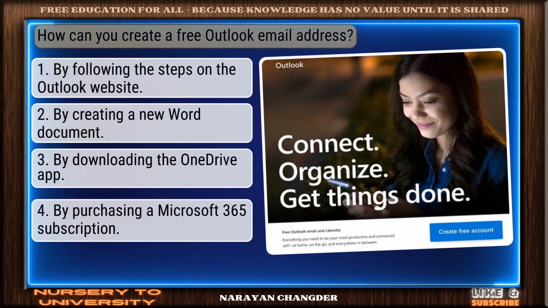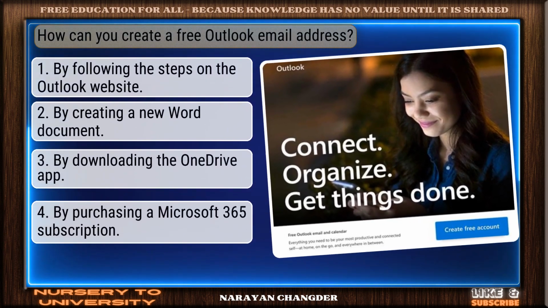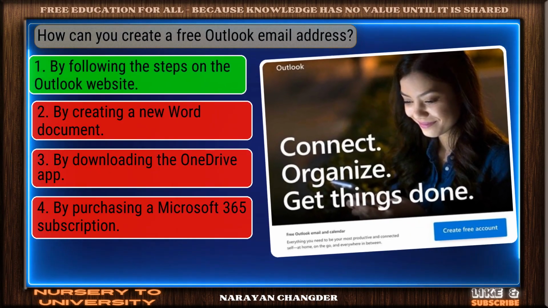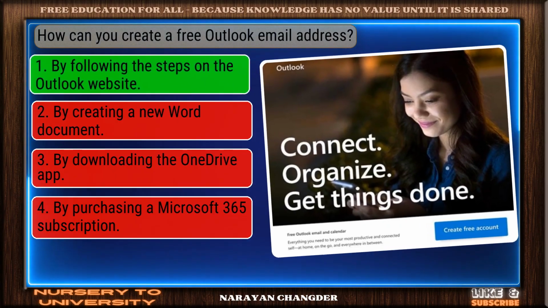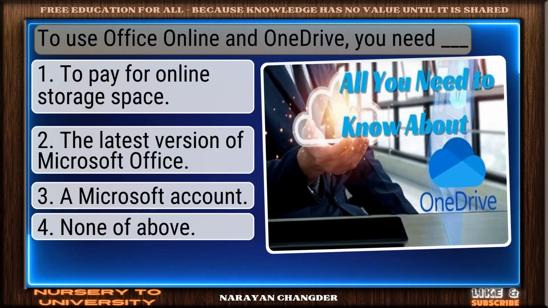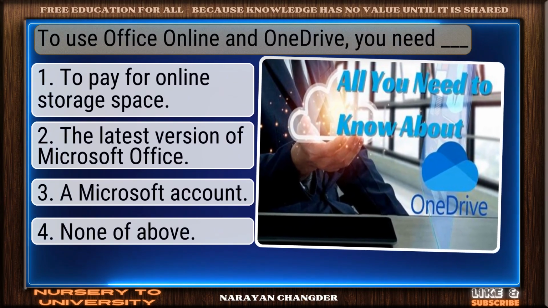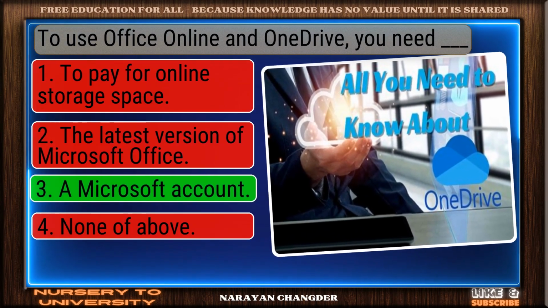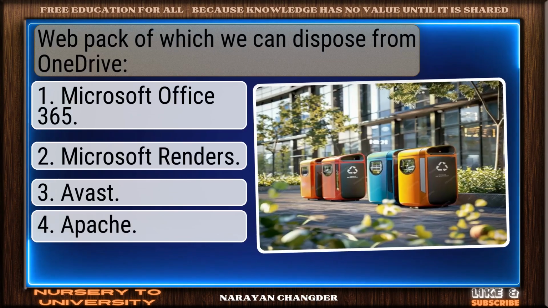Question number 47. How can you create a free Outlook email address? Excellent. By following the steps on the Outlook website is a brilliant choice. Question number 48. To use Office Online and OneDrive, you need dash. You chose a Microsoft account, and it is correct.